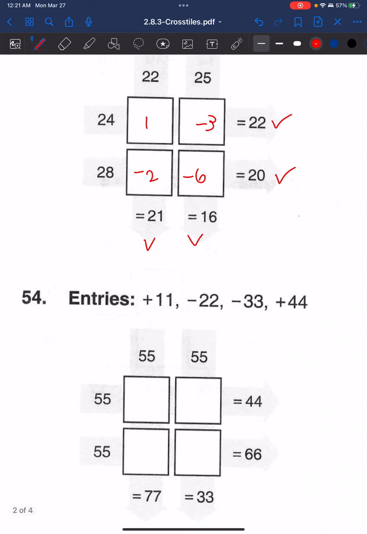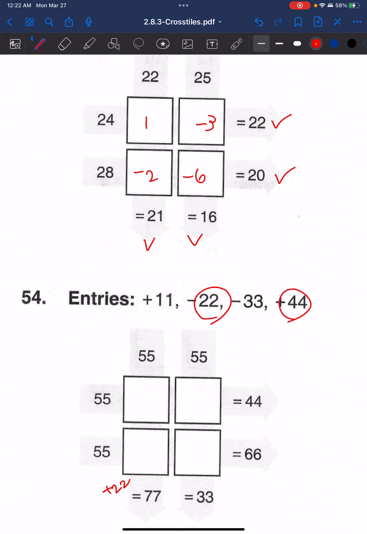And we'll look at the last four box crosstile puzzle, which is question number 54. The numbers that we have are 11, negative 22, negative 33, and 44. And so we'll look at the left column first. So to get from 55 to 77, we need to add 22. And so the combination that gives us 22 is 44 and negative 22.